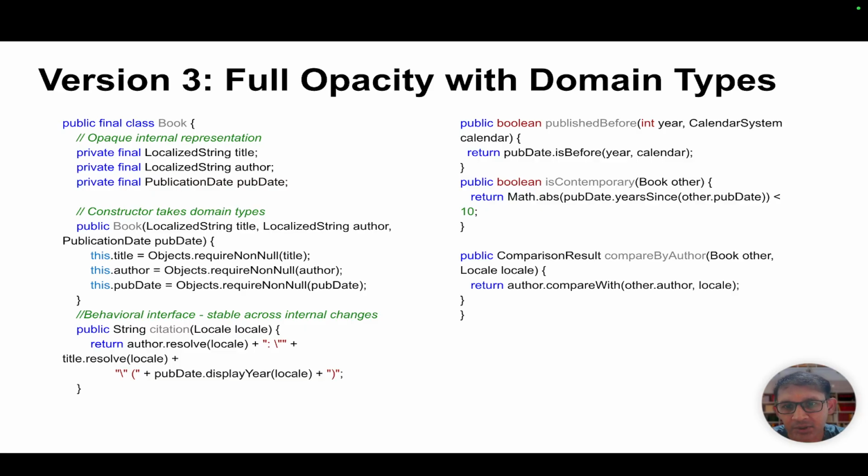We have a citation method that takes a locale. We have a published before method that takes a year and calendar system. We have an is contemporary method that compares two books. We have a compare by author method that handles localization properly. Notice how each of these methods expresses client intent rather than exposing structure. Clients don't need to know that titles are stored as localized strings or that dates use complex calendar logic. They just call methods that accomplish their goals.